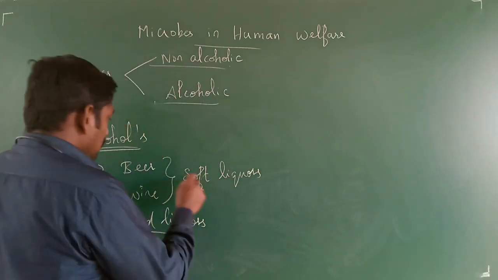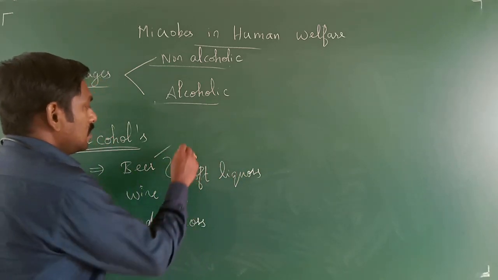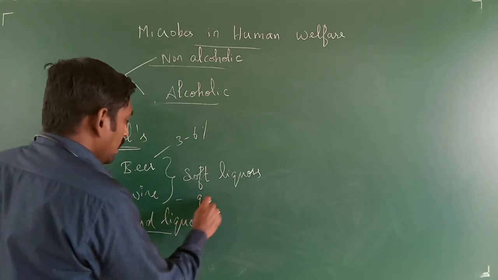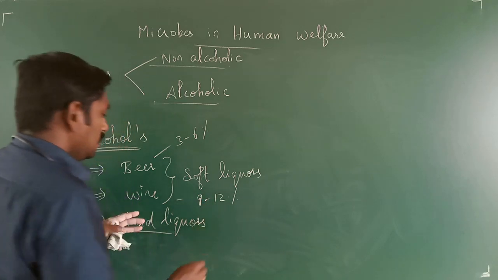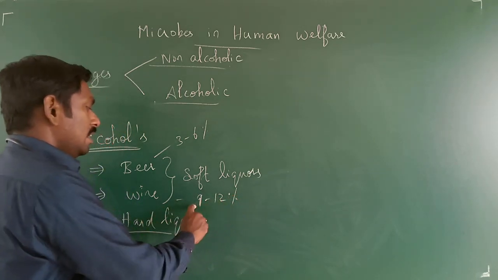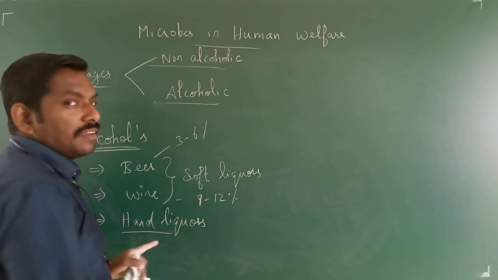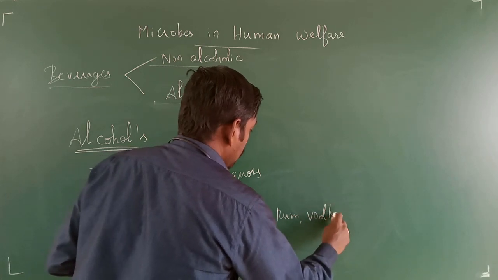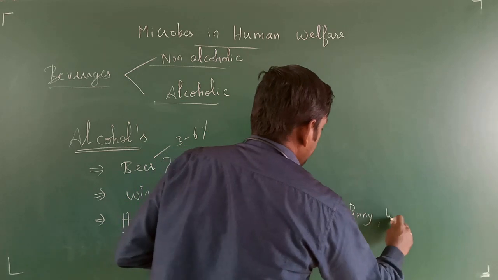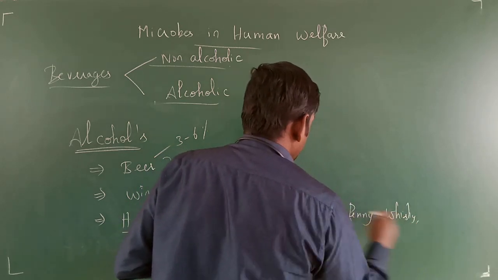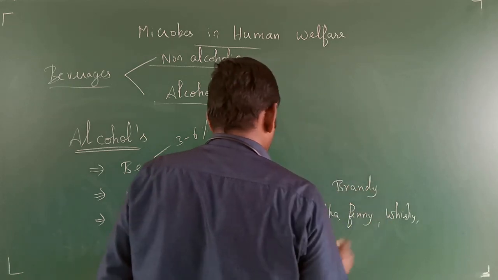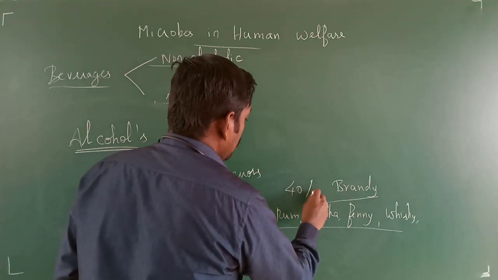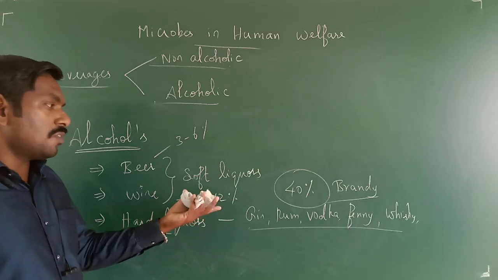Right, so in beer the alcohol concentration will be 3 to 6%, and in wine you will be having 9 to 12%, because when the alcohol concentration exceeds 12%, the yeast will die. Right, then you will be having the hard liquors. These hard liquors are gin, rum, vodka, Feni, whiskey, brandy. Right, these types of liquors are called the hard liquors, because they will be having a concentration of more than 40%.